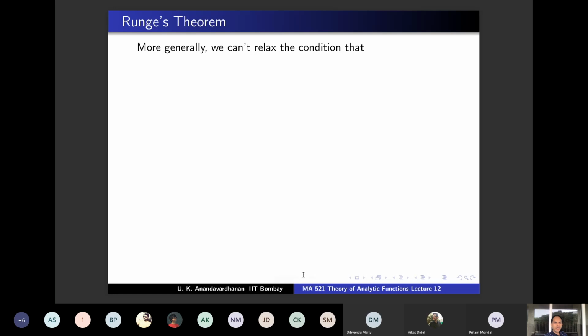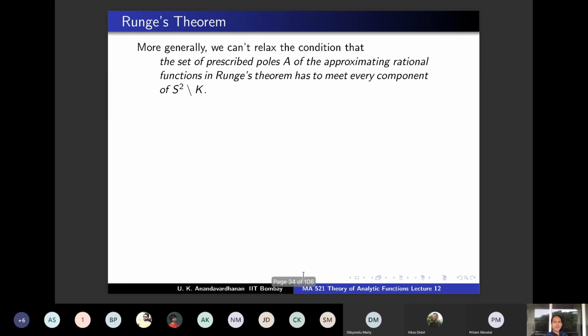More generally, we cannot relax this condition in Runge's theorem. What was the condition? The set A of prescribed poles, pre-assigned poles of the approximating rational functions in Runge's theorem, has to intersect every component of S2 minus K. This condition cannot be relaxed. What happens? Otherwise, let V be a component of S2 minus K such that A does not meet V. It has to meet every component. Otherwise, there is at least one component which A does not intersect.